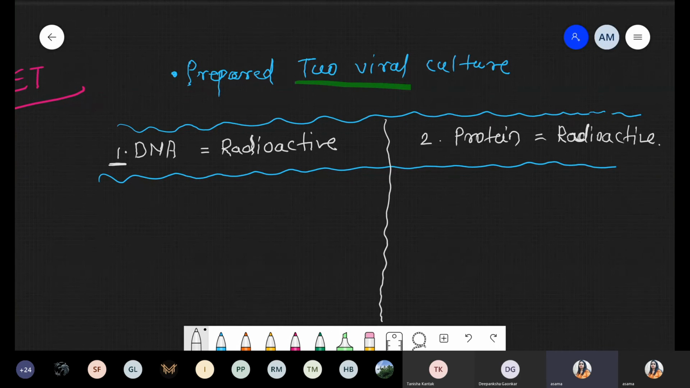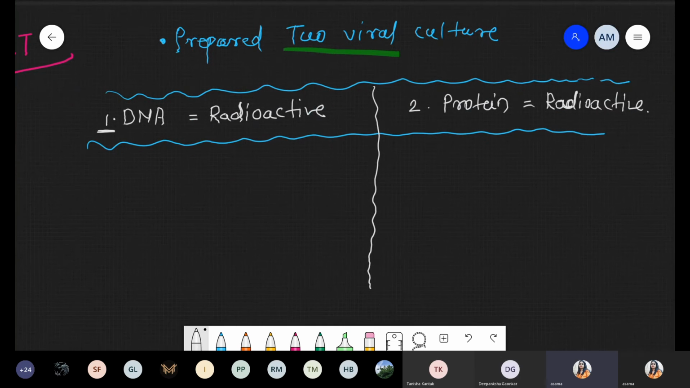Okay. Now, first of all, we are talking about both the experiments together. In the first experiment, what happened? Scientists used radio labeled DNA. The body is completely normal. So now we are drawing the simple structure of that capsid.